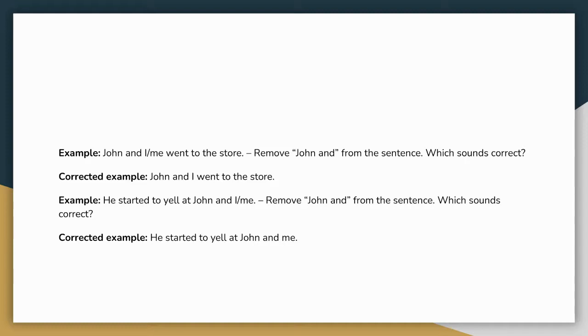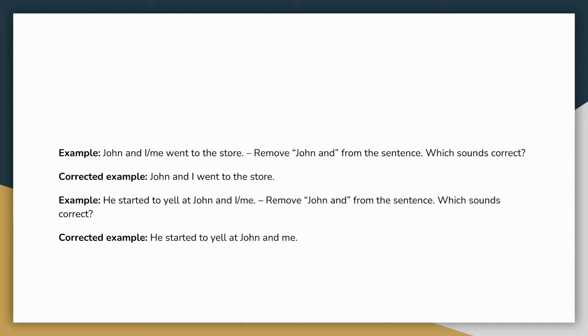He started to yell at John and I or me. Well, we just said John and I in the first one, so it would be John and I, correct? He started to yell at I. No, it doesn't sound right, does it? He started to yell at me. That does, though. So he started to yell at John and me.